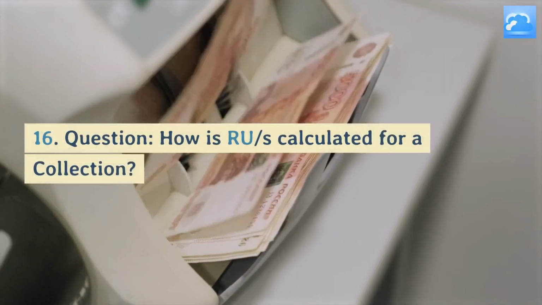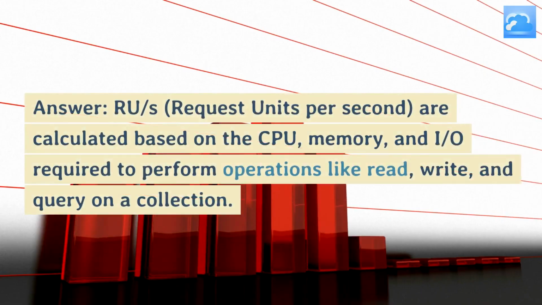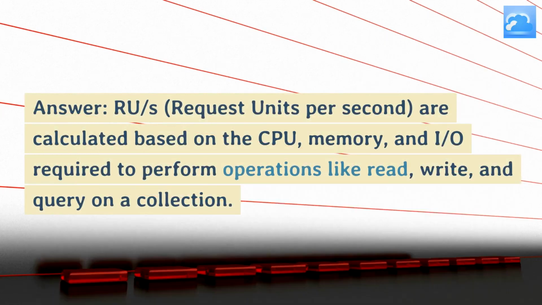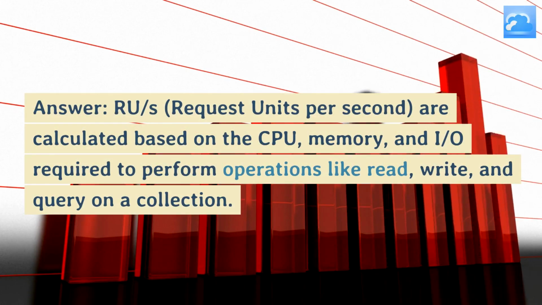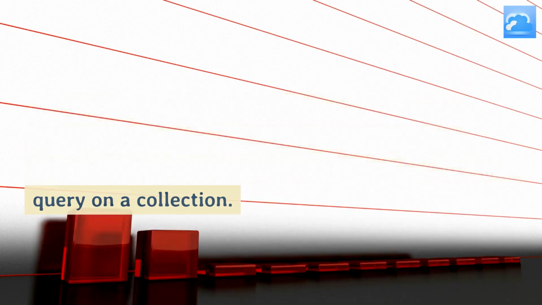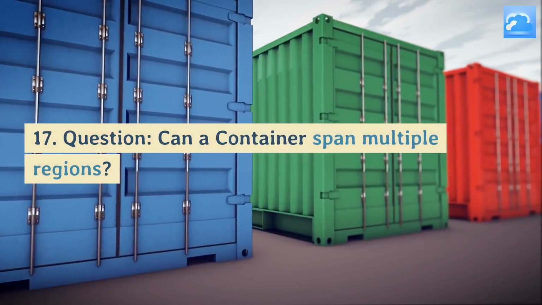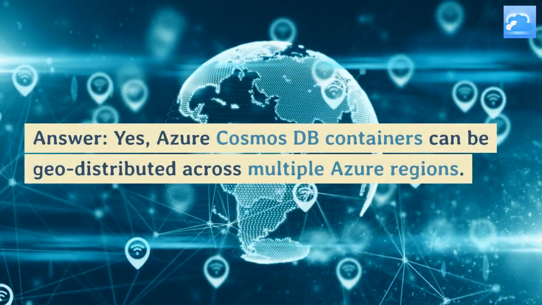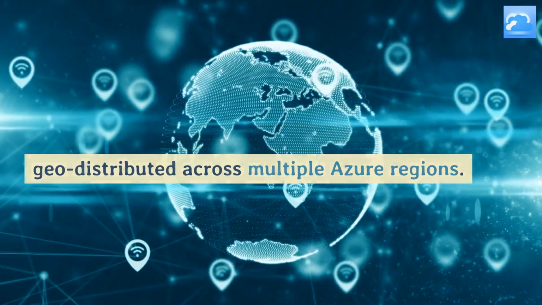16. Question: how is RU/S calculated for a collection? Answer: RU/S, request units per second, are calculated based on the CPU, memory, and I/O required to perform operations like read, write, and query on a collection. 17. Question: can a container span multiple regions? Answer: yes, Azure Cosmos DB containers can be geo-distributed across multiple Azure regions.